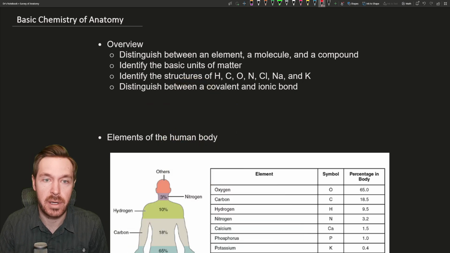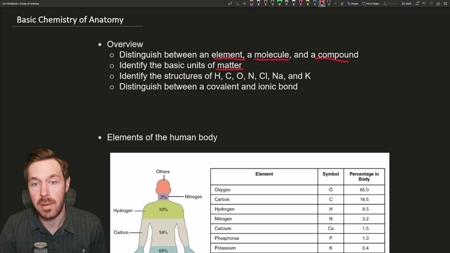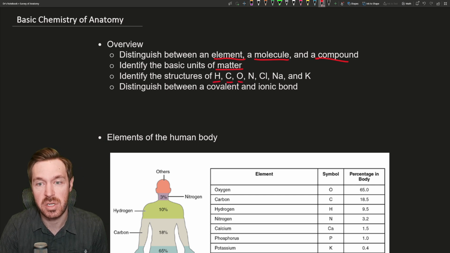So, in this first video here, first we're going to go over the basics, and the basic unit is the atom. And then from the atom, we form all the different elements, which then come together to form molecules and compounds. And we're going to go over the basic units of matter. So matter can exist as a solid, liquid, or gas. Then we're going to look at some of the specific structures that we'll talk about throughout anatomy and physiology, like hydrogen, carbon, oxygen, nitrogen, chlorine, sodium, and potassium.